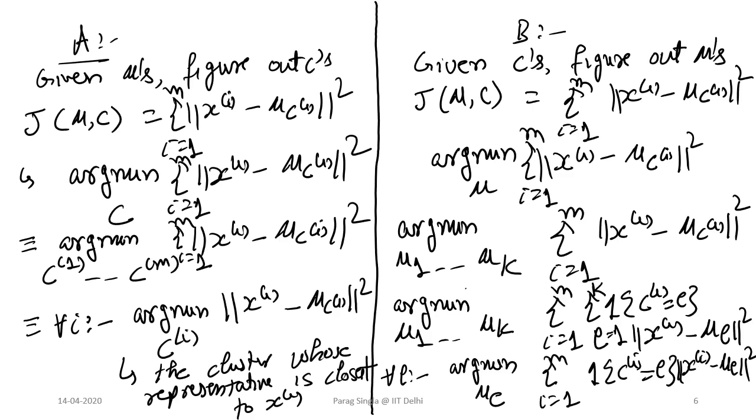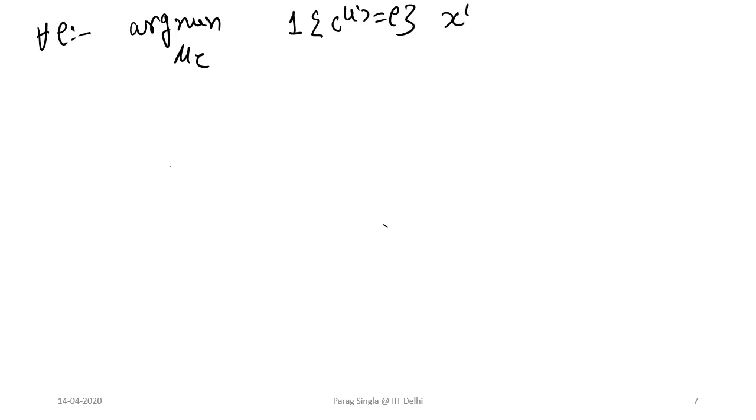This is sort of the final expression, and let me deal with this on the next slide. This is just one last remaining step from the previous slide, which is simply saying that for all L, in step B, which is determining mu's given c's, we are looking for argmin over mu L of the indicator of ci equal to L times xi minus mu L square, summed over all possible examples. And this is homework for you.